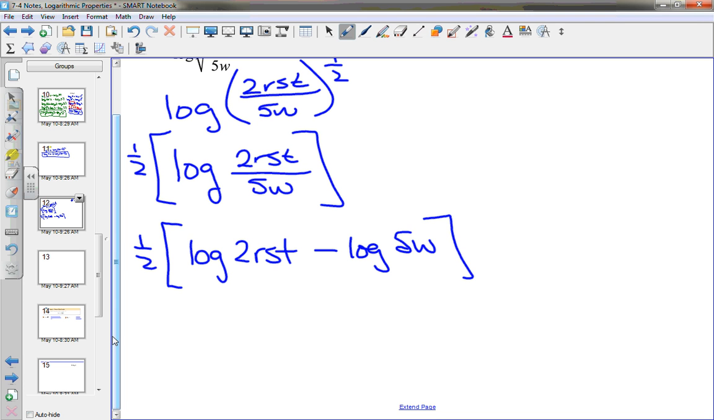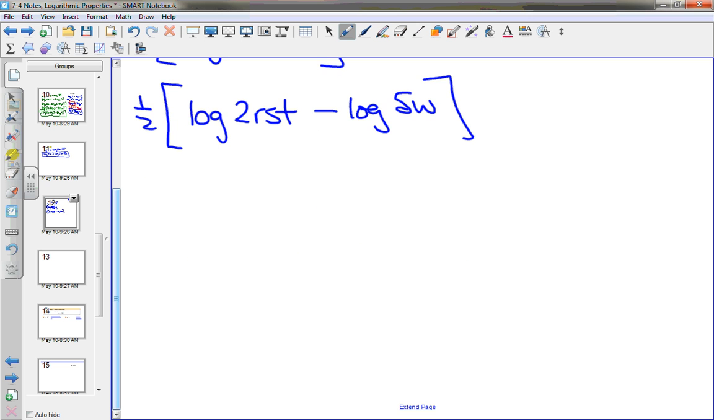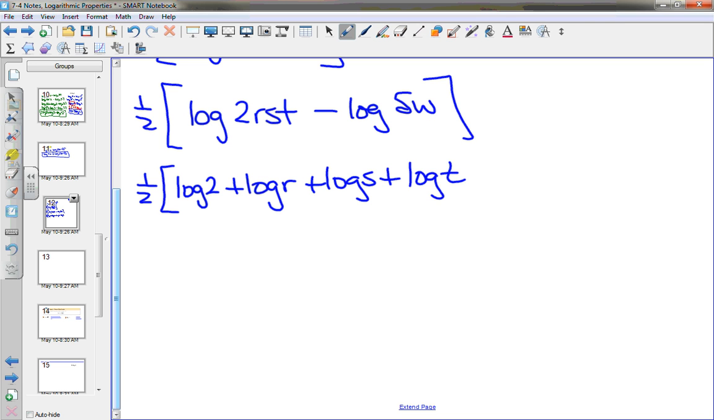Okay, but now what do you notice? The 2r, s, and t are all attached by multiplication, which means they're all going to be attached by addition. So this is going to be 1/2 log 2 plus log r plus log s plus log t minus the log of 5w.